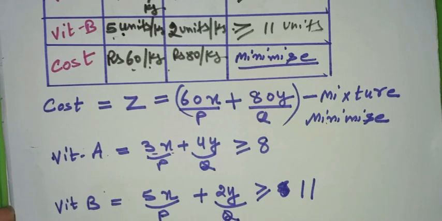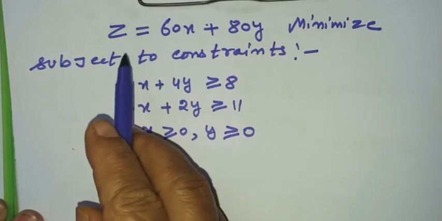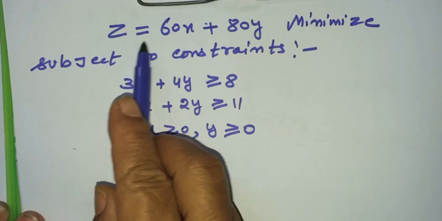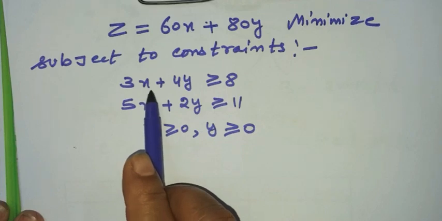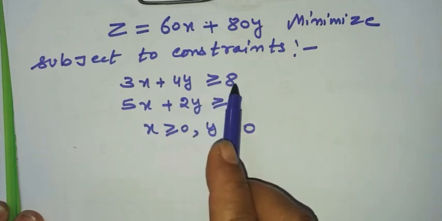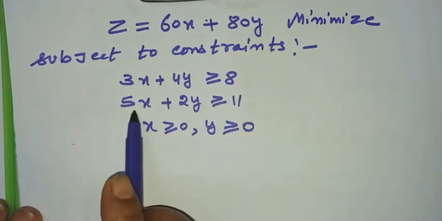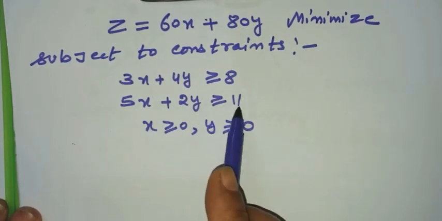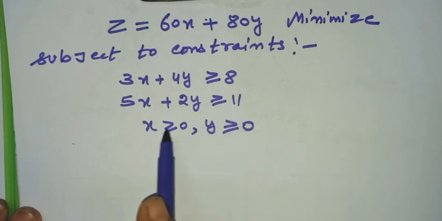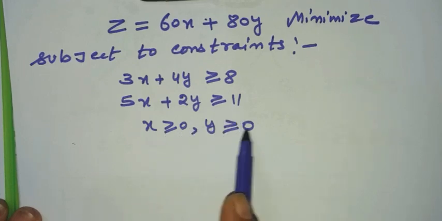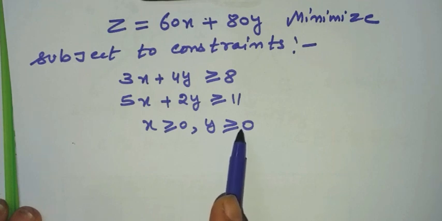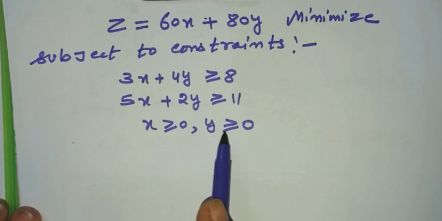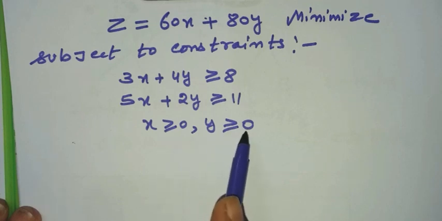So, let us write our LPP. The LPP becomes: minimize the objective function 60x plus 80y, which is the cost function, subject to the constraints 3x plus 4y greater than or equal to 8. This you got from vitamin A restriction. 5x plus 2y greater than or equal to 11. This you got from vitamin B restrictions. And x greater than or equal to 0, y greater than or equal to 0. These are two natural constraints, because x and y are the quantities of food P and food Q, and we know that quantities of food P and food Q cannot be negative. So, these are two natural constraints.